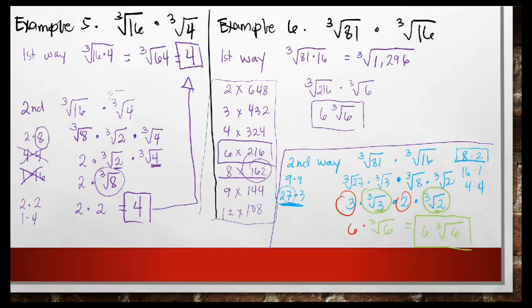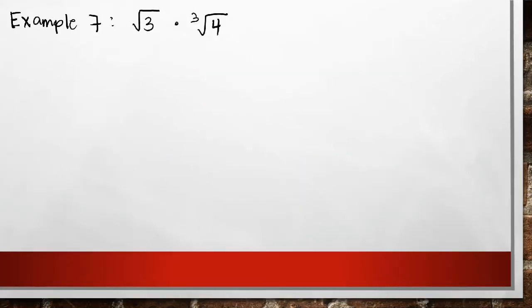Now you can see that we can simplify our radical expression, the product of radicals, in two ways. In this one, I cannot say which way is the easiest. It depends on you, whichever you are more comfortable with. Next will be our example number 7.